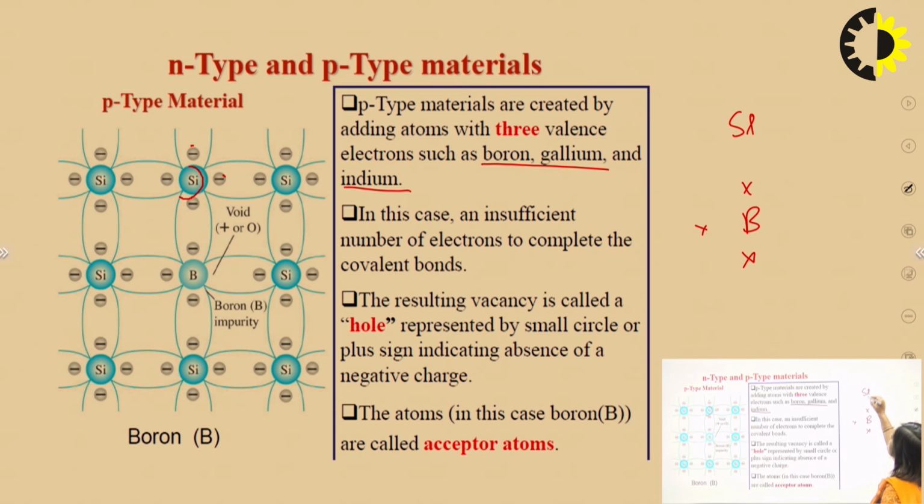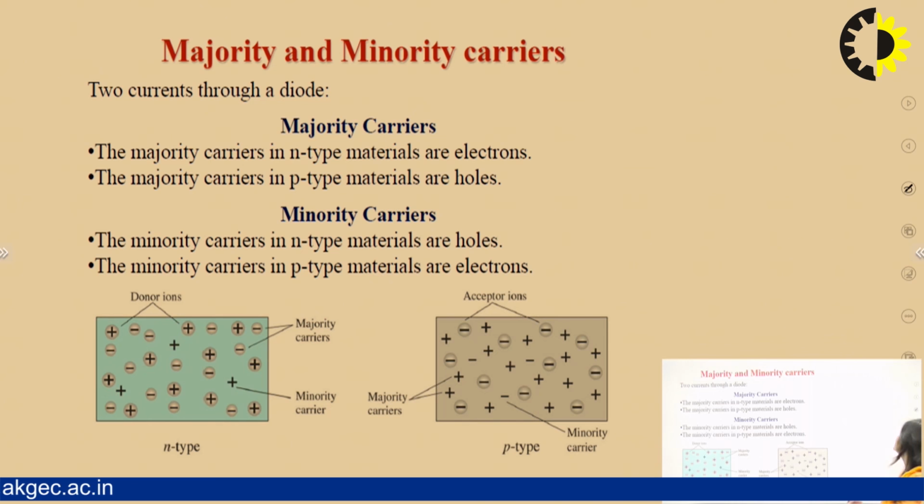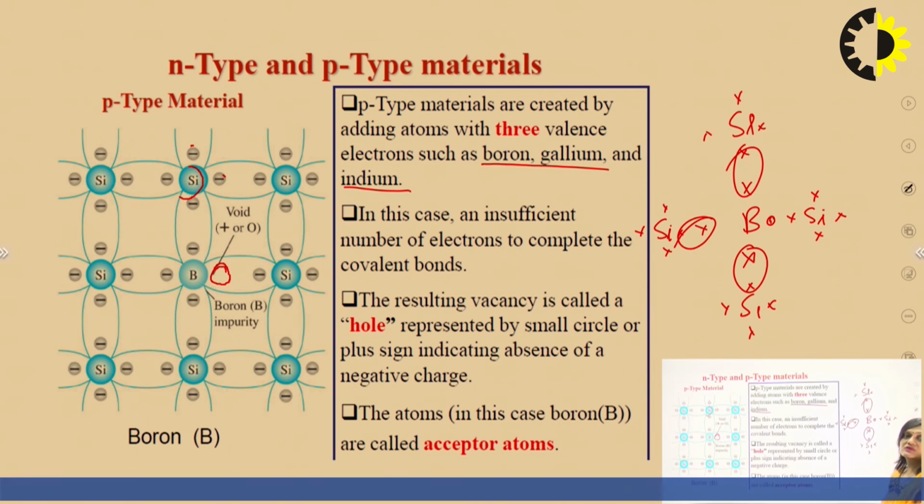Here silicon is there, with 4 electrons. Each silicon has 1, 2, 3, 4 electrons, and covalent bonds are formed. But we can see here that this boron has no electron for making a covalent bond. So there is a deficiency of electron at this point, and a deficiency of electron is called a hole. So a hole is always a deficiency of electron.